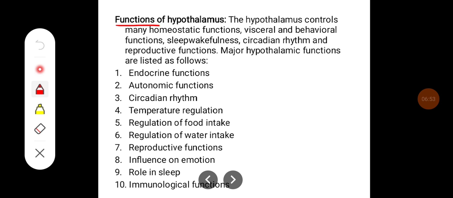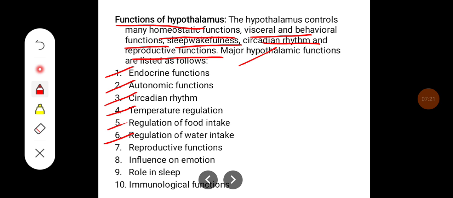Coming to the functions of the hypothalamus, the hypothalamus controls many homeostatic functions, visceral and behavioral functions, and also sleep, wakefulness, circadian rhythm, and reproductive functions. Some of the major hypothalamic functions are: endocrine functions, autonomic functions, circadian rhythm, temperature regulation, regulation of food intake, regulation of water intake, involvement in reproductive function, influence on emotion, the role in sleep, and immunological functions. We're going to see them one by one.